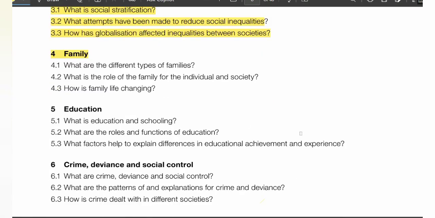Then next topic will be family. Here you have to understand what the family is in terms of definition, and what are the types of families in one or the other societies, what is the role of the family for an individual to become a responsible candidate of a society, and how it actually influences the entire society to function in certain ways.